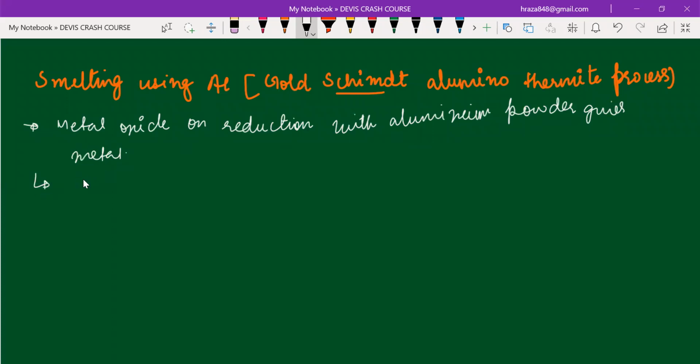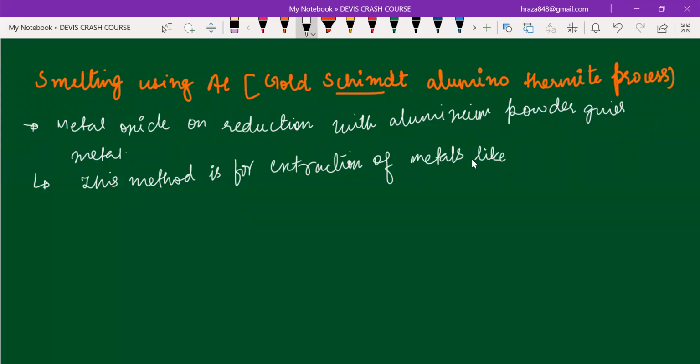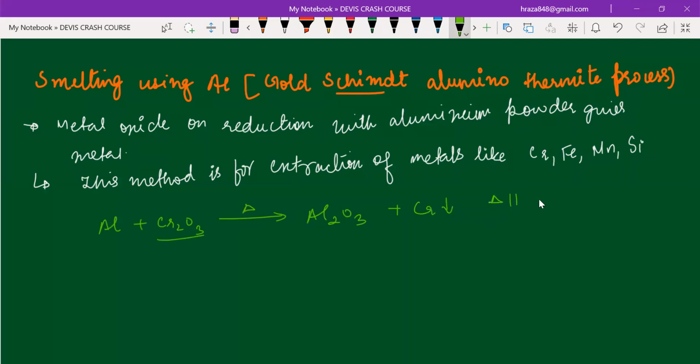And this method is used for extraction of metals like chromium, iron, manganese, silicon. For example, if you react aluminium with Cr2O3, which is a metal oxide, and you heat it, you will get Al2O3 and the oxide will be reduced to 2Cr. And the reaction here has delta H negative.